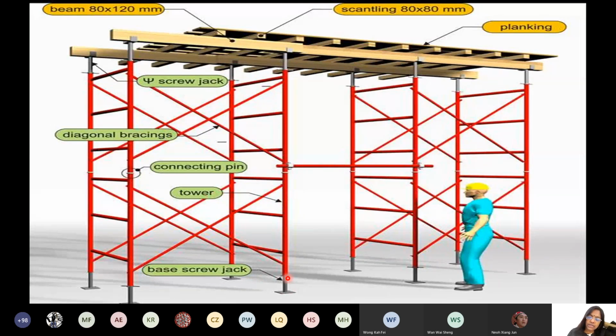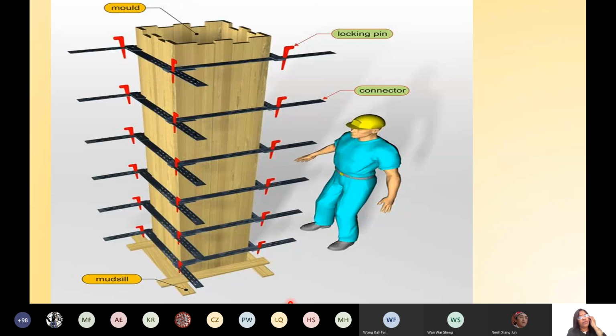Also, all together it is supported at the bottom by a screw jack or a plate, a sill plate. They call this a sill plate, which is anchoring to the ground, right? This is one arrangement for the slab. For a column it will be looking like this. So it's a temporary structure which is used for construction of concrete.